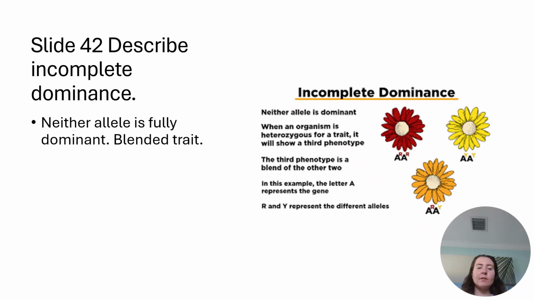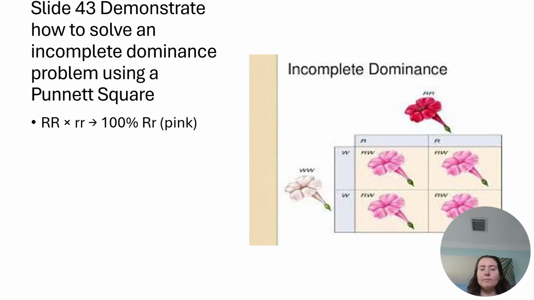42. Describe incomplete dominance. Neither allele is fully dominant, blended traits. And then there's all the alleles over here and dominant. 43. Demonstrate how to solve incomplete dominance using a Punnett square. R R equals red, R r equals pink. And there's a Punnett square of the flowers and all that fun stuff.